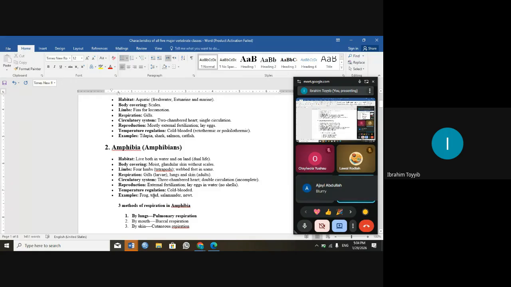Is it blurry? If you have any problem, you can rejoin. It might be your network. But let me ask Lawal Rodia, how is my screen? Can you see it clearly? Yes, sir. Okay. So if you're having any problem, just leave and rejoin.